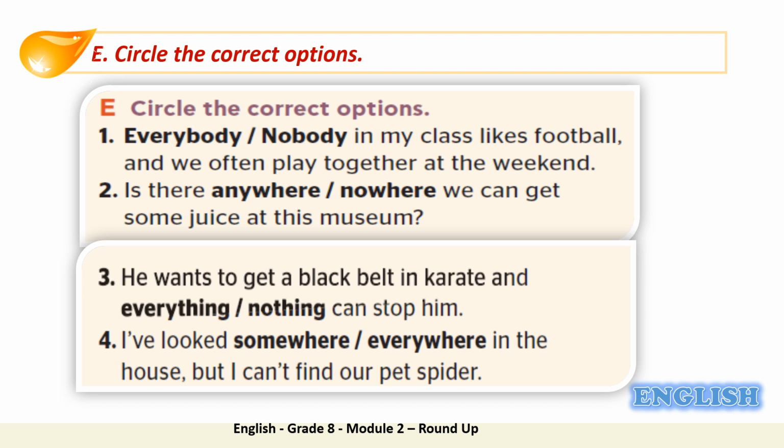Alright, number 1. In my class likes football. Right, everybody. 2. Is there? Right, anywhere. 3. He wants to get a black belt in karate and can stop him. Of course, nothing. 4. I've looked in the house. Excellent, I've looked everywhere. Good job.